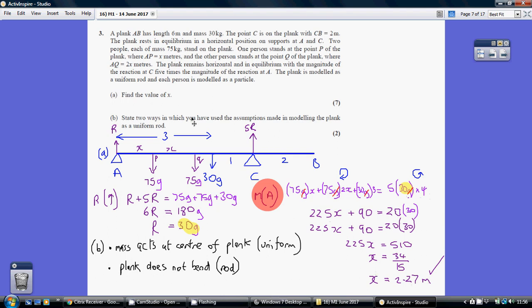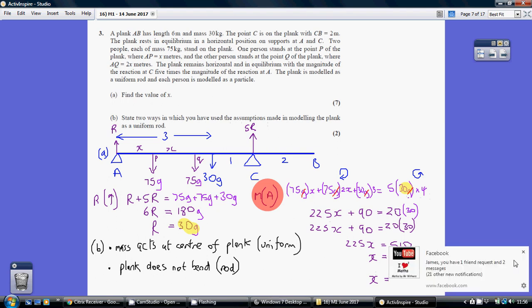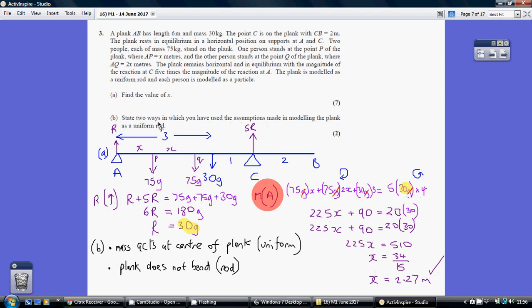Now for part B, state 2 ways in which you have used the assumptions made in modelling the plank as a uniform rod. So here we really want to make one comment with regard to the word uniform, and one comment with regard to the word rod. The fact that it's uniform means we can choose to let the mass act at the centre of the plank, and the fact that it's a rod means we can just assume that the plank does not bend, or similar wording for the same fact.